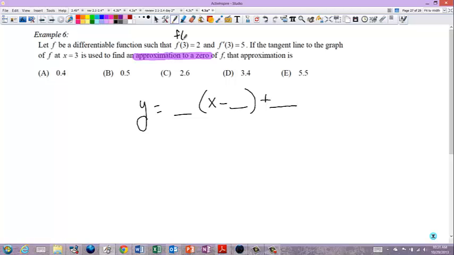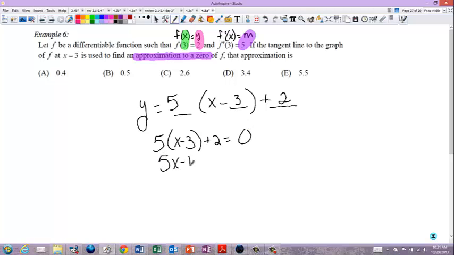This is, remember, f of x equals y, f prime of x equals m. So m is 5, y is 2, x is 3. So 3, 2, 5. To approximate a 0, that means you find out where this thing equals 0, and you just solve it. 5x minus 15 plus 2 equals 0. 5x minus 13 equals 0. 5x equals 13. Divide by 5, divide by 5. X equals 2.6.